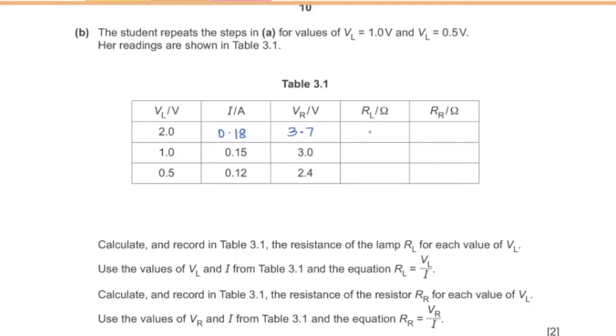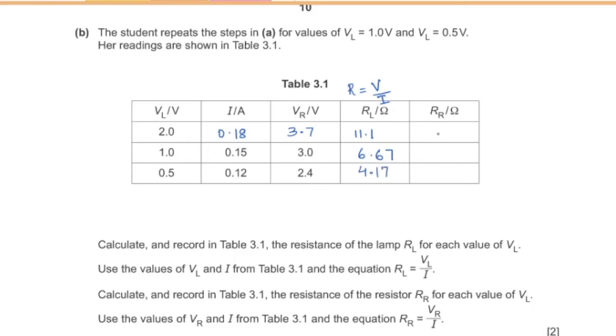So resistance across the lamp is going to be equal to the voltage across the lamp divided by the current that flows across the lamp. So RL is equal to VL, which is 2 volts, divided by the current. So 2 divided by 0.18 is equal to 11.1 ohms. Again, 1 volt divided by the current, which is 0.15, is going to be equal to 6.67 ohms. 0.5 divided by 0.12 is going to be equal to 4.17 ohms.